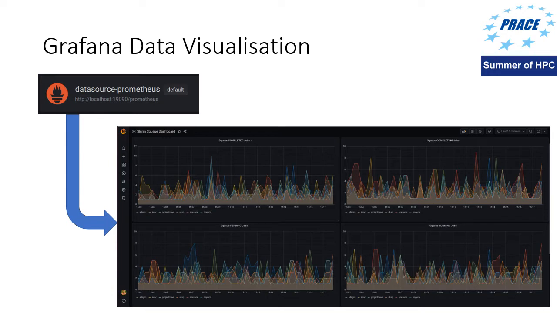Grafana is used for data visualization. Firstly, we configure our data source, which is our running Prometheus instance. We then import our JSON file, which configures our Grafana dashboard. Below, we can see four graphs in our dashboard, each identified by job type and can be sub-identified by project name by clicking on the legend.